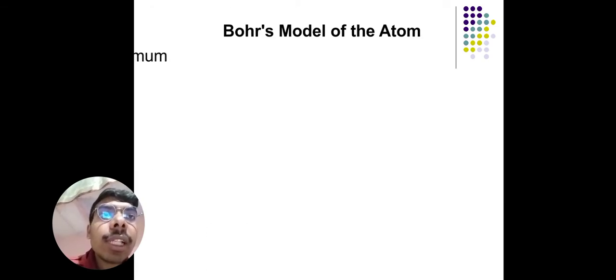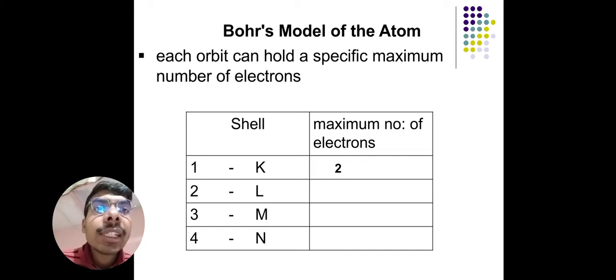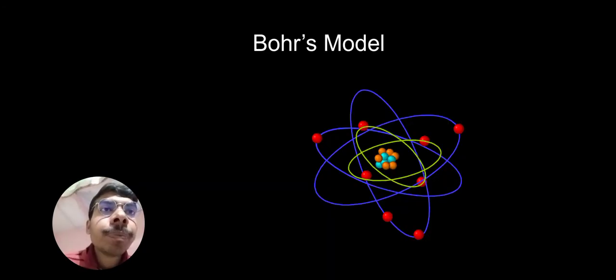Each orbit can hold a specific maximum number of electrons, and each of them is given a specific name. The first shell is called K shell, next is L shell, then M and N. The maximum number of electrons in K shell is 2, in L is 8, M can have a maximum of 18 electrons, and N can have a maximum of 32 electrons.